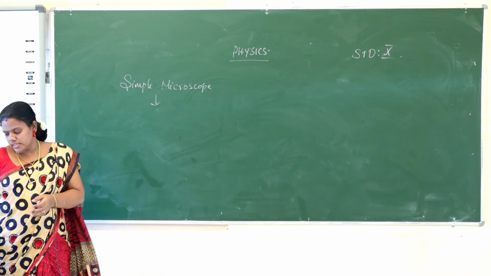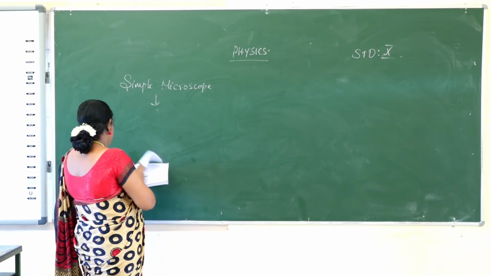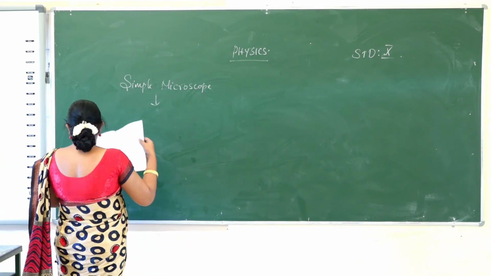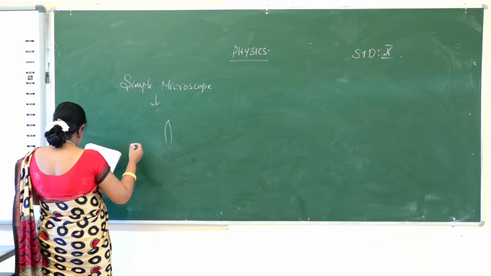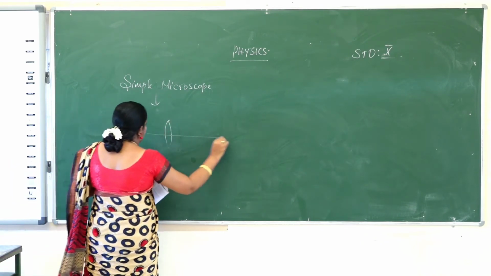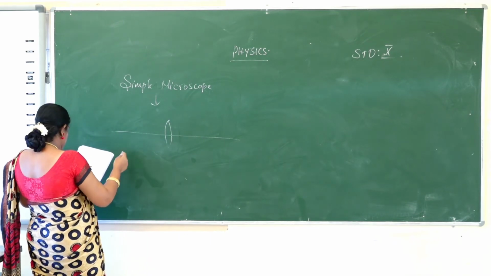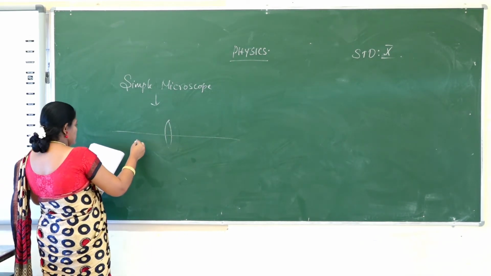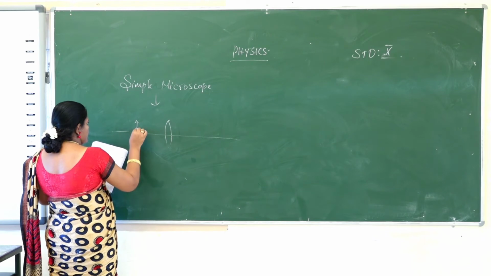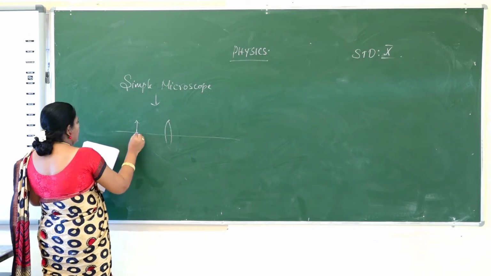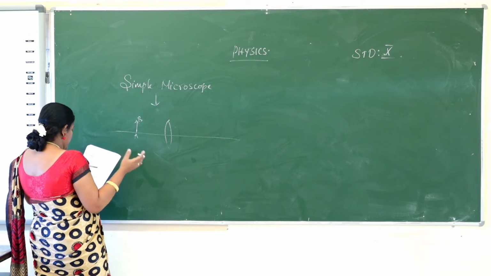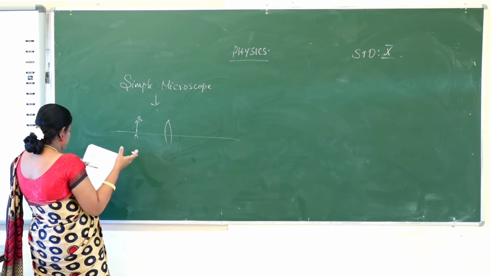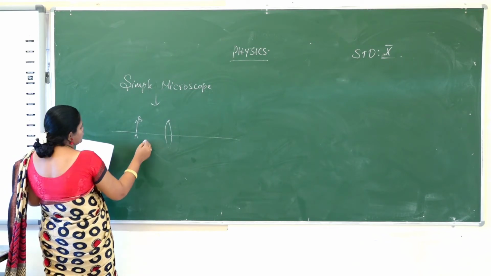Simple microscope, first I draw the diagram. So lens, that is a convex lens. All the microscopes have a convex lens. A convex lens easily converges the light. Then the object will be kept in front of the lens, near the eye part, having the shortest focal length.